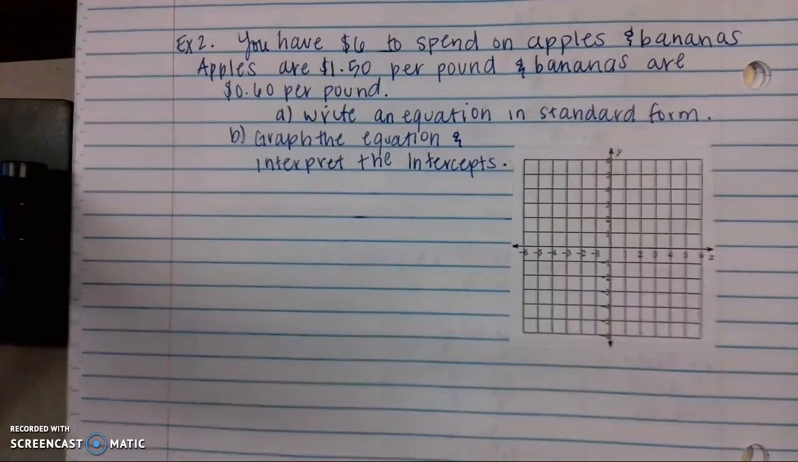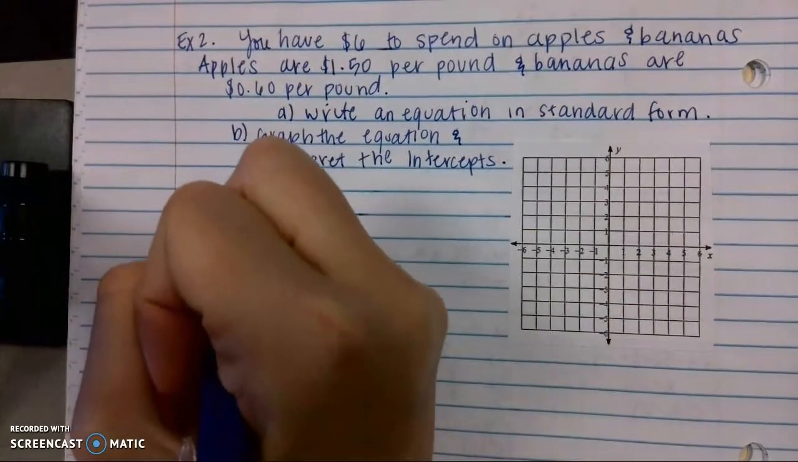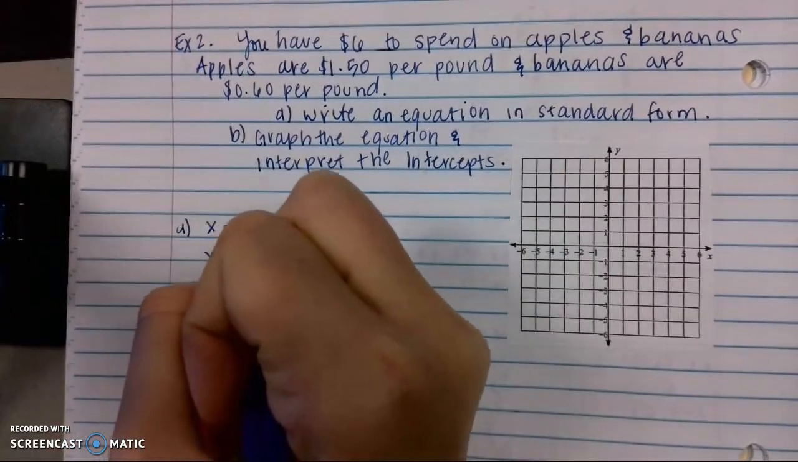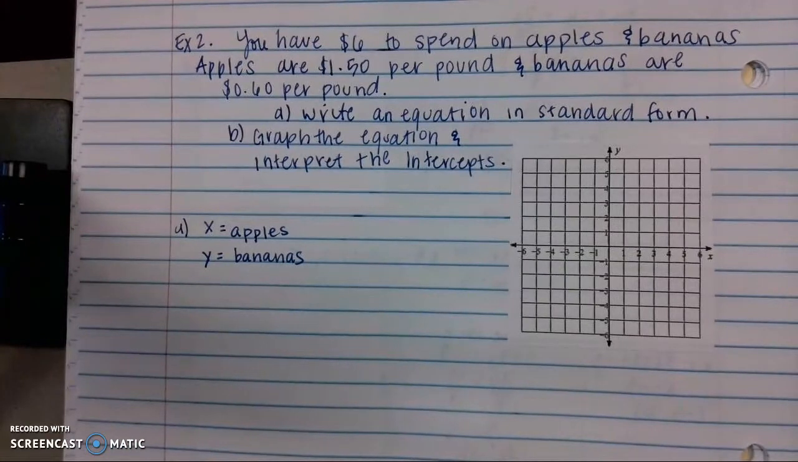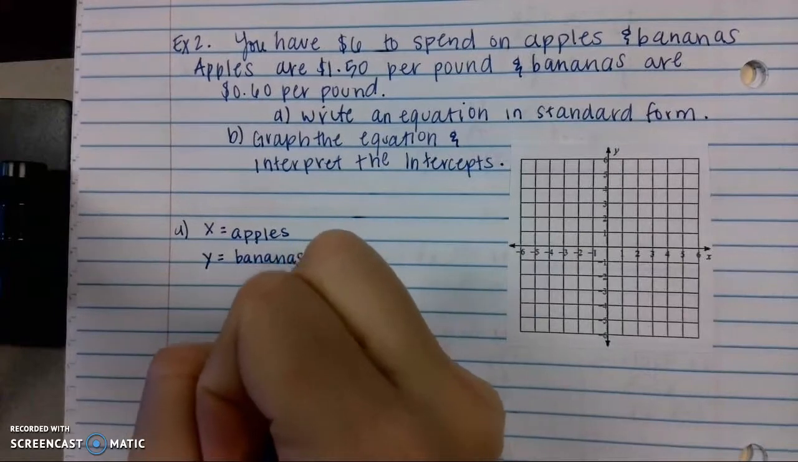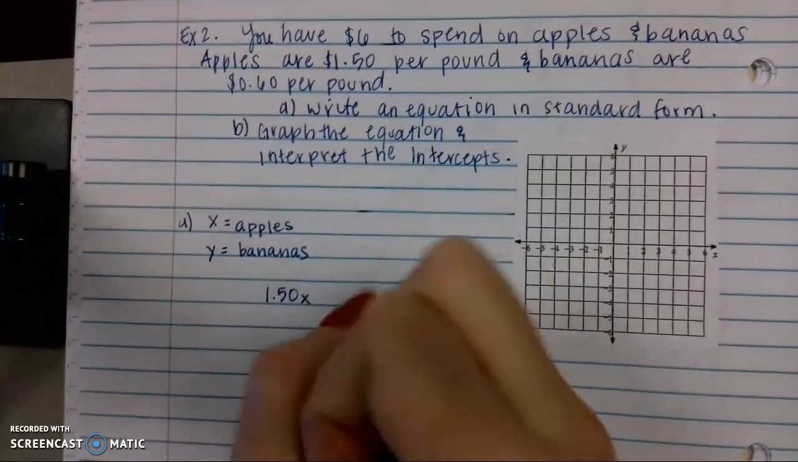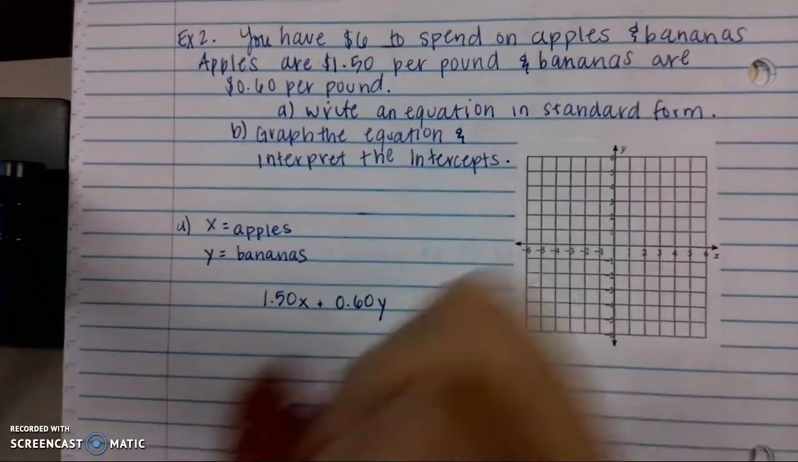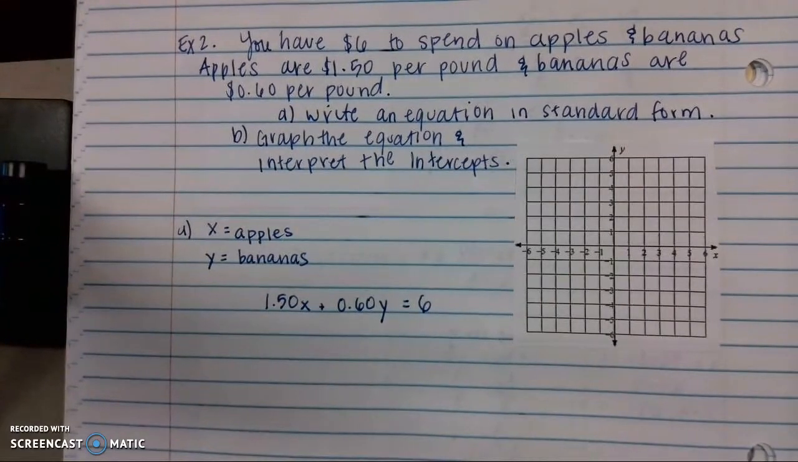So, for part A, I'm going to identify my variables. So x is going to be apples, and y is going to be bananas. Okay, now it's $1.50 per pound of apples, so I'm going to use that to write my equation. So $1.50 per pound of apples, plus 60 cents per pound of bananas. And that needs to be set equal to the total amount of money that I have, which is $6. And that's it to writing the equation in standard form. It's actually really nice.